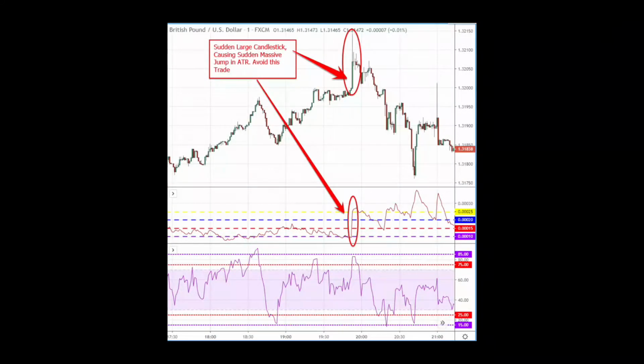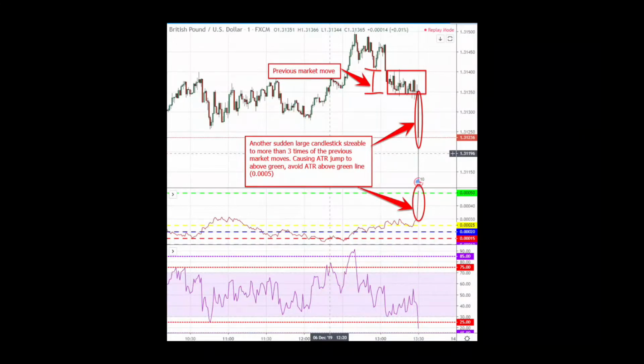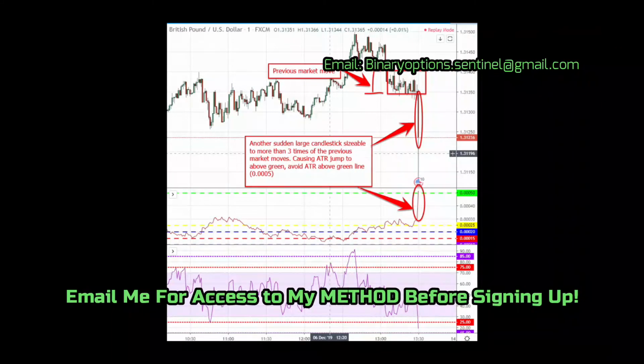This usually causes a massive ATR, average true range, jump, where usually, within the colored line zones, it will skip from one zone, for example from the red-blue zone, all the way up to the blue-yellow zone. So if you see that the ATR jump is equivalent to one zone, I would recommend not trading it if the jump happens all within 1 minute. This is usually caused by an extremely large 1 minute candlestick movement.